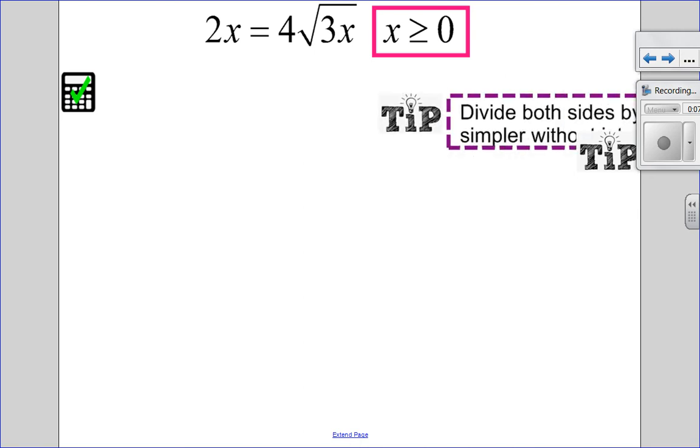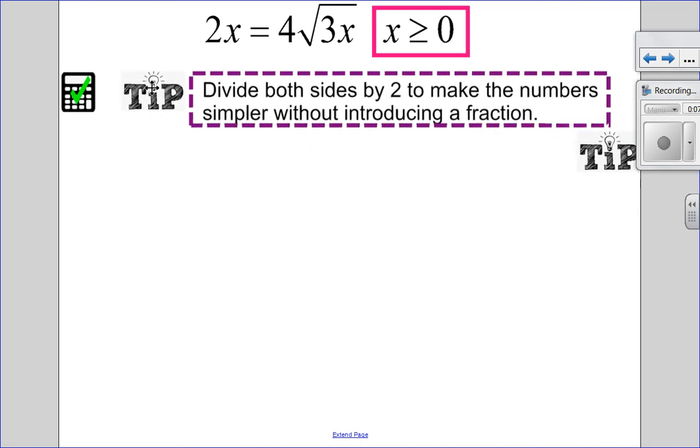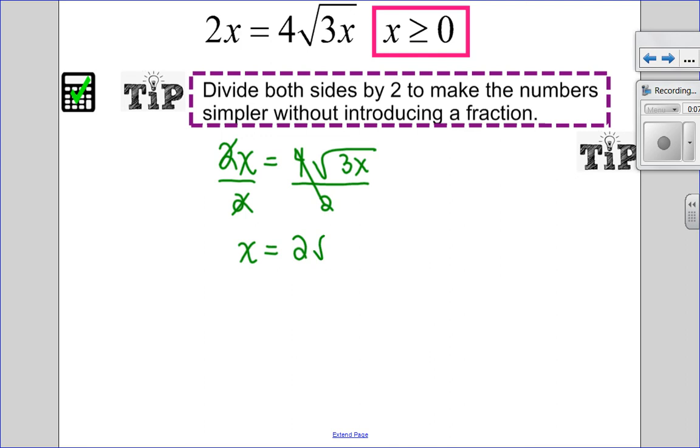Now I have a little tip for you. If I were to divide both sides by 2, I'd make my numbers simpler. I could divide both sides by 4, but then I would introduce a fraction. So what I'm going to do is 2x equals 4 over root 3x. I'm just going to divide both sides by 2, just to make my numbers a little simpler. So 2 divided by 2 is x, 4 divided by 2 is 2.